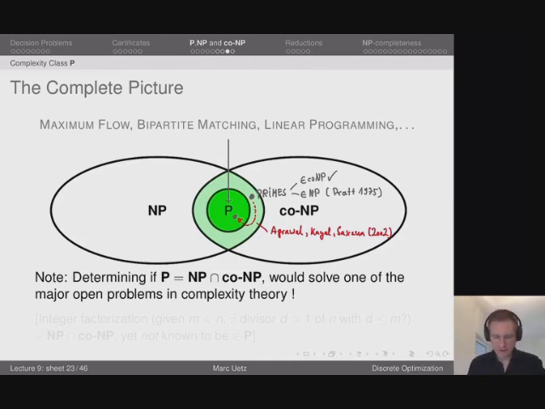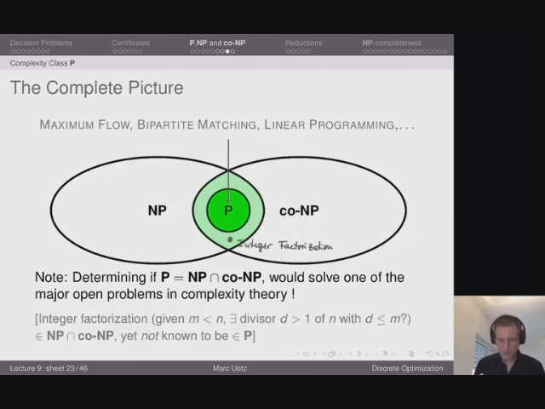And as a matter of fact, determining if P is just equal to the intersection of NP and co-NP would solve one of the major open problems in complexity theory. Okay, so if you would be able to solve that, you would be instantaneously world famous, at least in the corresponding communities. At the moment, we are not that far, and there are still problems, at least a handful, which are known to be in this intersection in NP and also in co-NP, but not known to be polynomial time solvable.